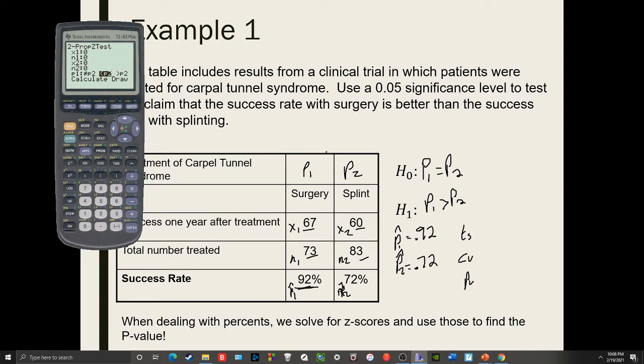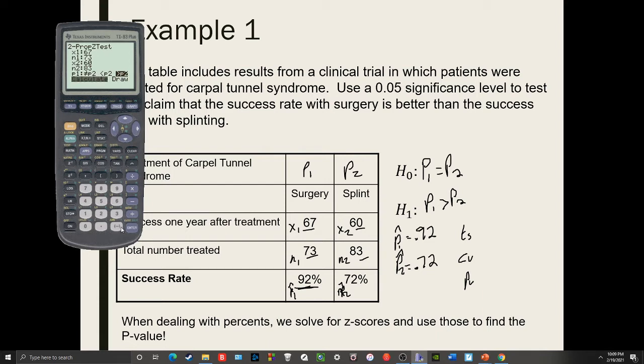So 67 people had a success out of 73 for the surgery, versus the 60 people who had success out of 83 for the splint. And I'm testing to see if P1, my surgery, is bigger than P2. So this is my alternative hypothesis. This last line here is, what is your alternative hypothesis? And this is going to ask you to do one of two things, either calculate or draw.